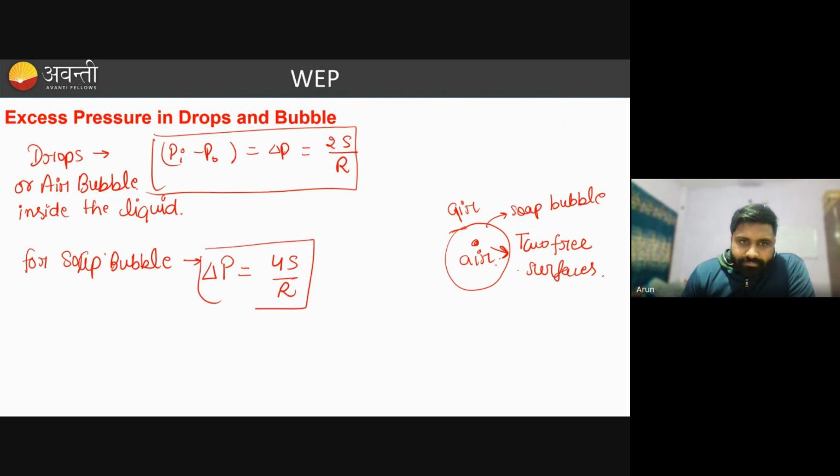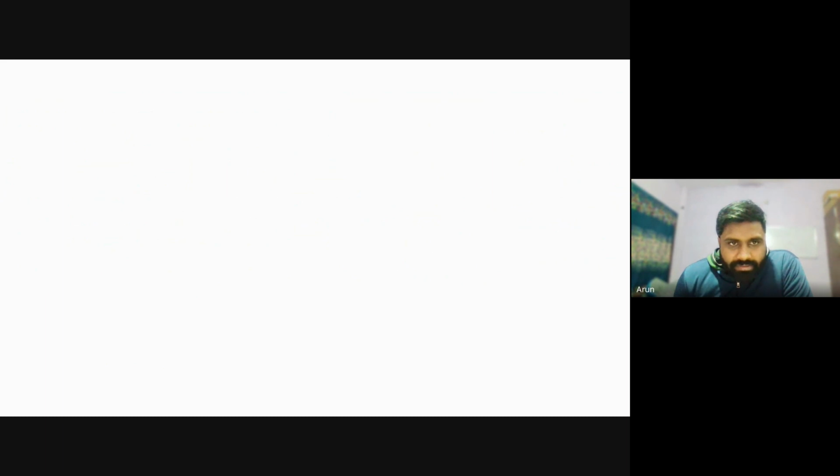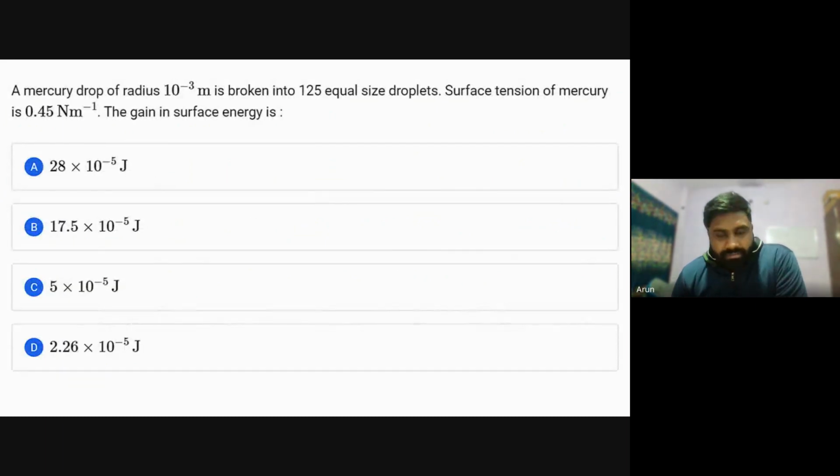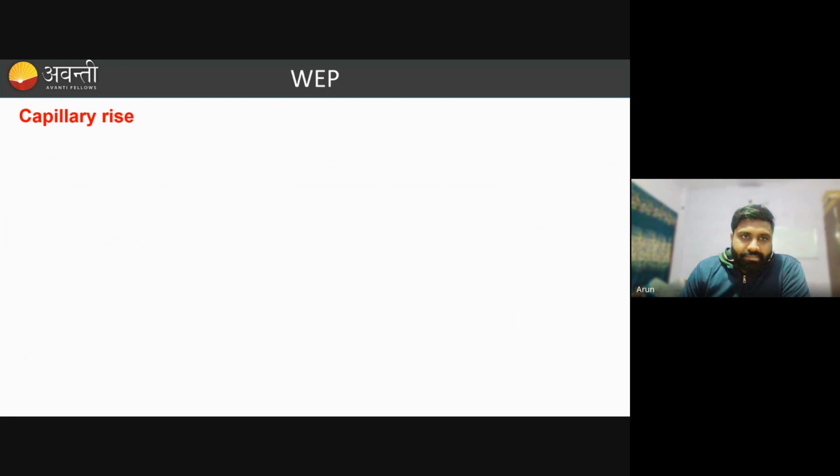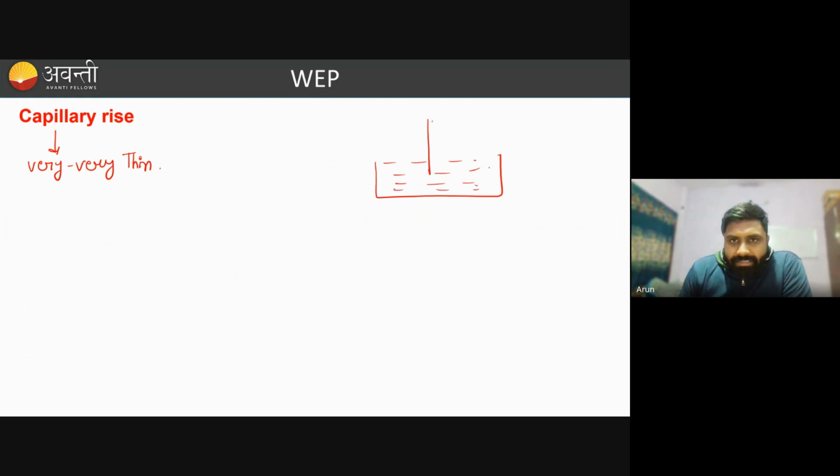Now we will see it after this. So, capillary rise. We have a capillary tube. Capillary means very, very thin. So when in a container of liquid you put a very small tube, which is known as a capillary tube, the liquid will rise inside it up to a certain point.